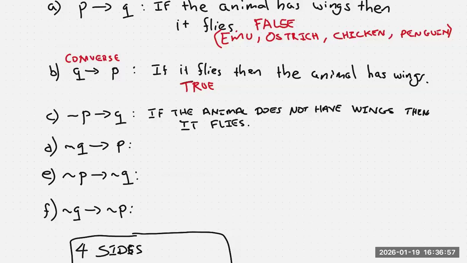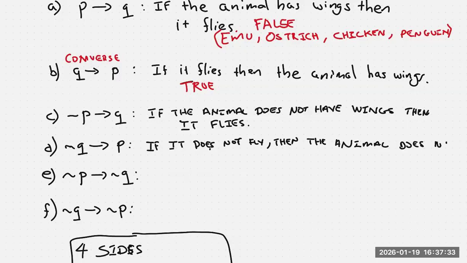All right, so that's the if-then statement for not P implies Q. For not Q implies P: if it does not fly, then the animal does not have wings.